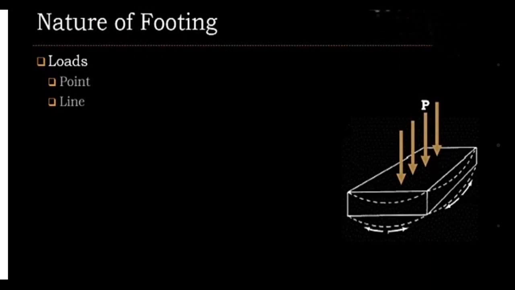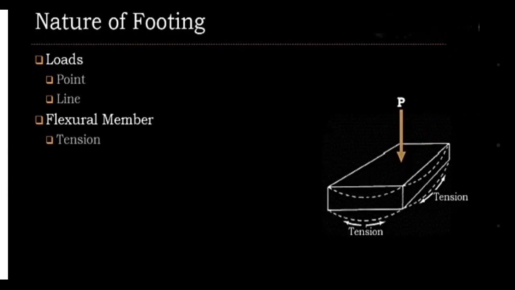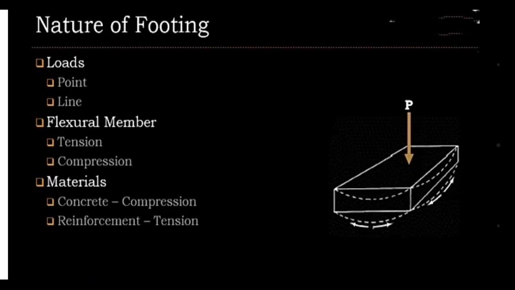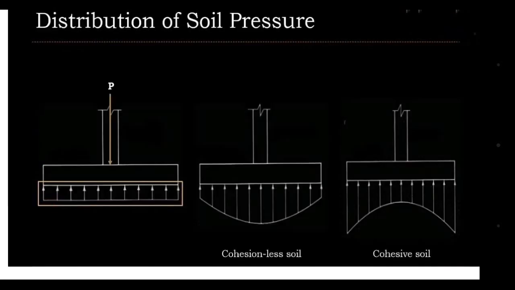Nature of footing is of two types: point and line. As you can see, line loads are applied. Next is flexure member. When a concentrated point load is applied, tension stresses are generated at the lower part and compression stresses are generated at the upper part. For concrete we take compression, and reinforcement takes tensile stresses.